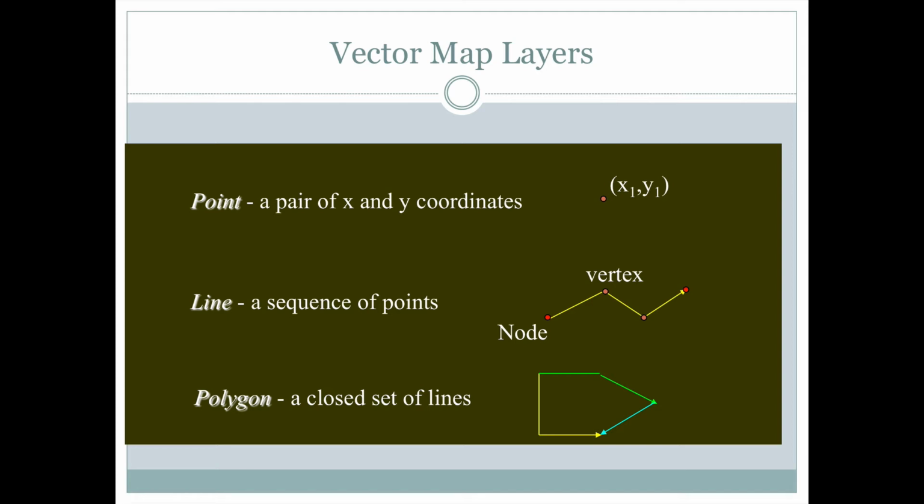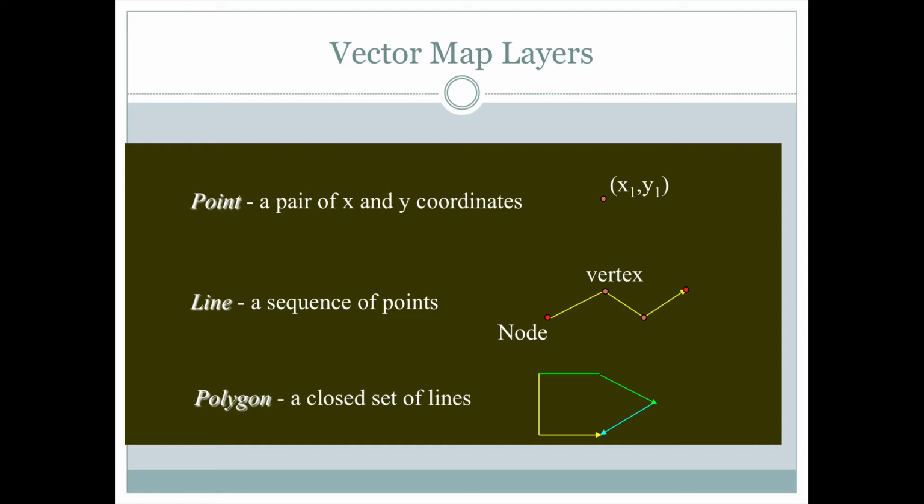So vector map layers can be either point, line, or polygon. And we can look at how those are represented by the nodes and the vertices that make those up. If we have a point layer that is vector, each point has an x and y coordinate associated with it. So we can represent any point just by an x and y coordinate, or latitude and longitude, any two coordinates that will uniquely identify that on the surface of the Earth.